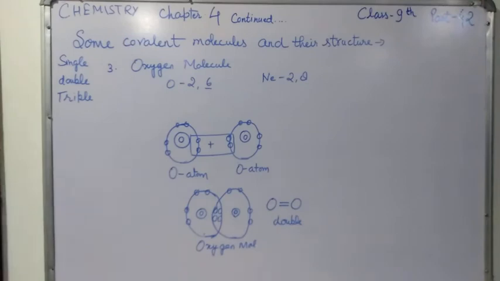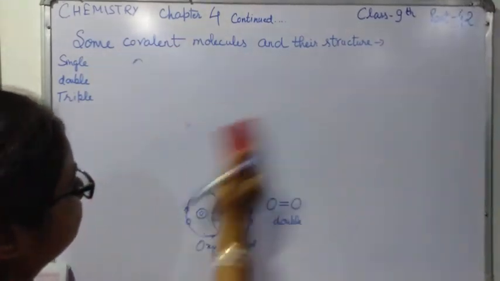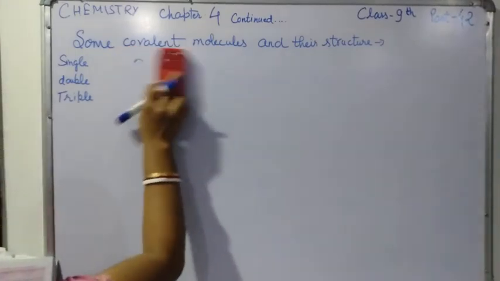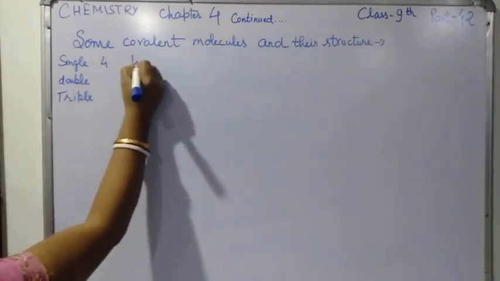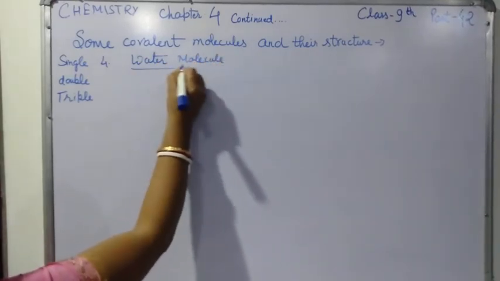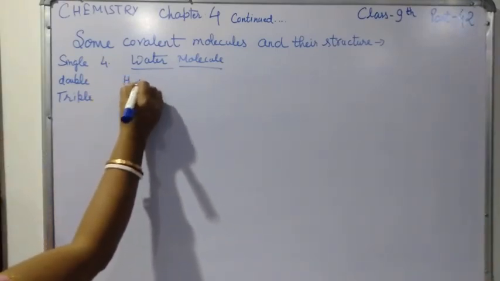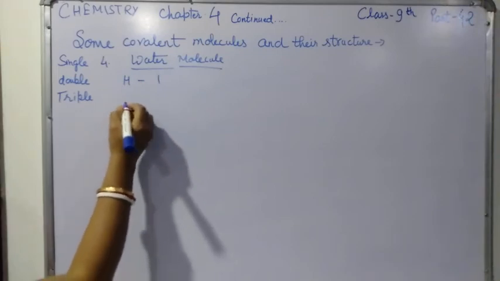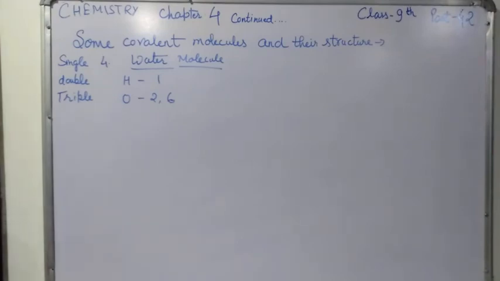Now the next example is the water molecule. Likewise, you have to draw it in your exam. In the water molecule you can see 2 different atoms. The first one is hydrogen, its electronic configuration is 1. The second one is oxygen, its electronic configuration is 2 and 6.